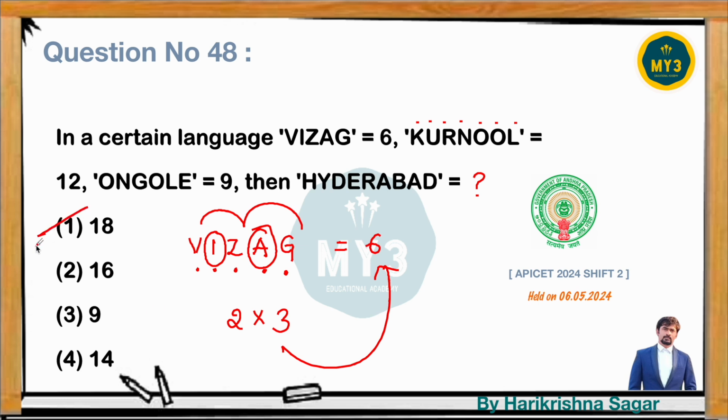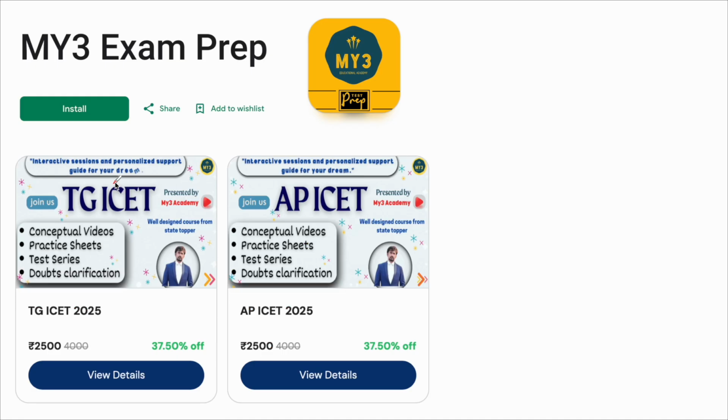You look at the options. Option 1 is 18. You mark it as the answer choice. Hope you are able to understand. Let's look at the next question.